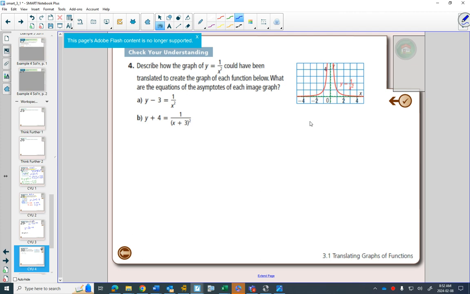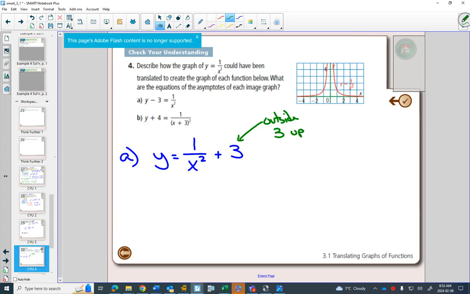So here, they start us off with the graph of y equals 1 over x squared. And for A, the first thing I would do is rewrite it with the plus 3 on the other side. I would make a note that that 3 is outside, it's not where the x is. So we talk about when things replace where the x is, and the x is on the bottom getting squared, that moves it left and right, that's inside. This is outside, this is going to be 3 up.